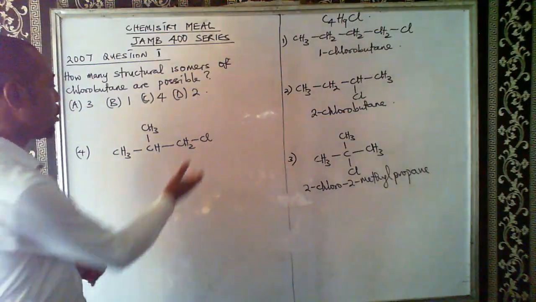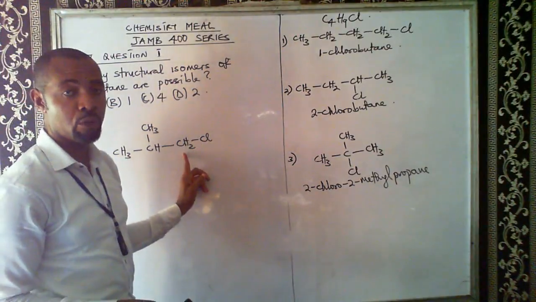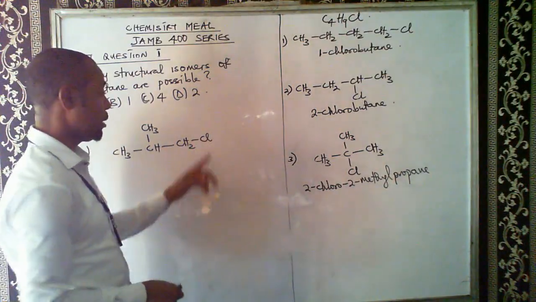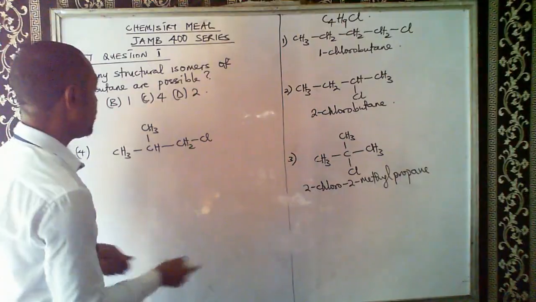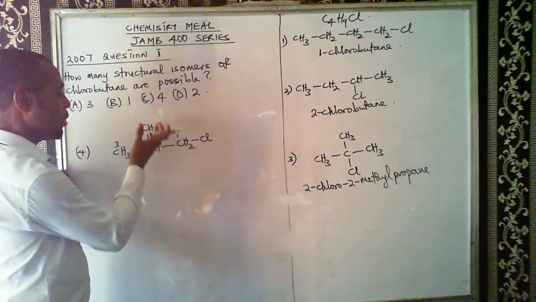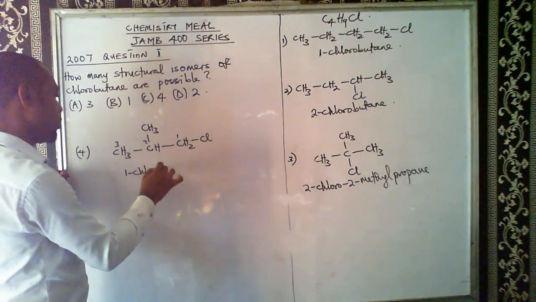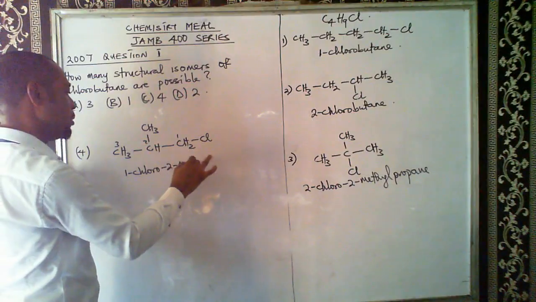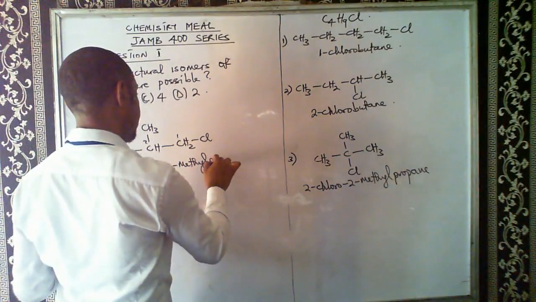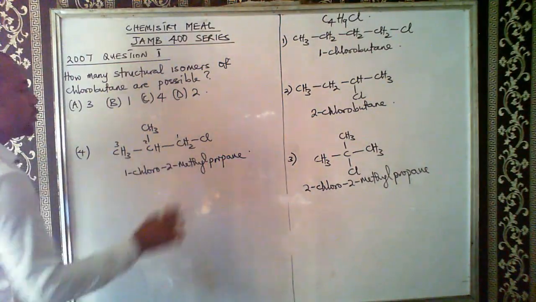So in this case, the chloro group is on position 1. We will not number from here because we number from the carbon closest to the functional group, and the functional group in this particular organic compound is this chloro group. So if we number, it's going to be 1 here, 2 here, and 3. So the chloro is on position 1, the methyl is on position 2. So we have 1 chloro, 2 methyl propane, because it's 1, 2, 3, 2 methyl propane.